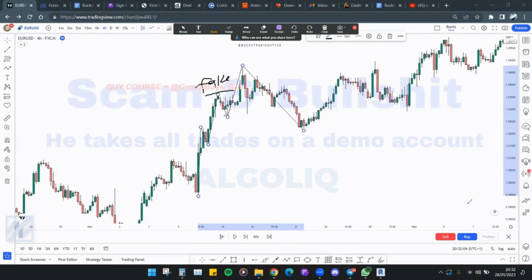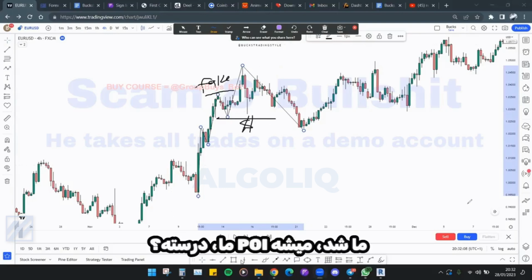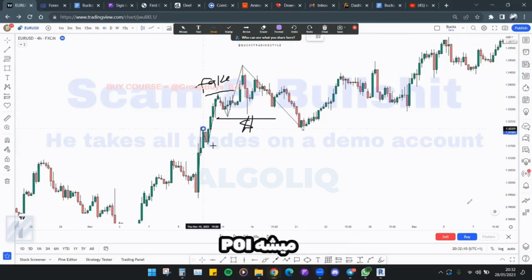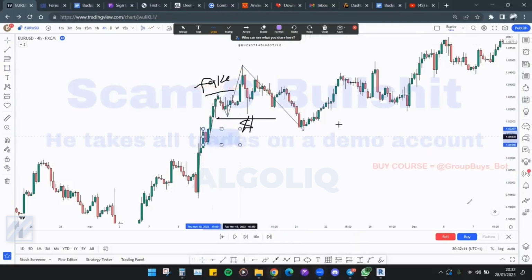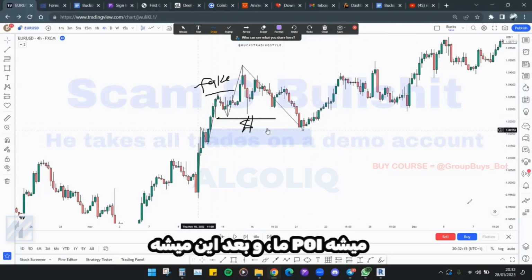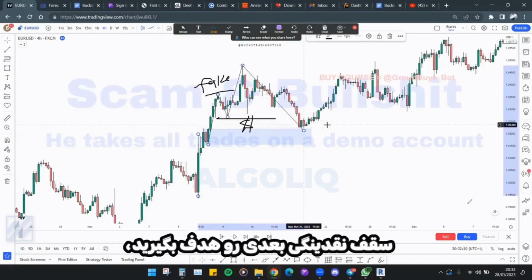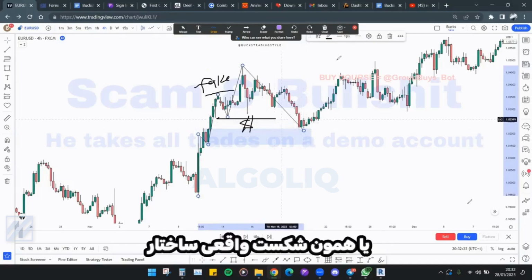It is a fake. And then this low becomes our liquidity. And as that low becomes our liquidity, this becomes our POI. Okay, it becomes our POI. And then if we refine this POI, this becomes our POI, and then this becomes our mitigation of the POI. Then you can take your trade after the liquidity has been taken to target this next liquidity high, or simply put, the true break of structure.